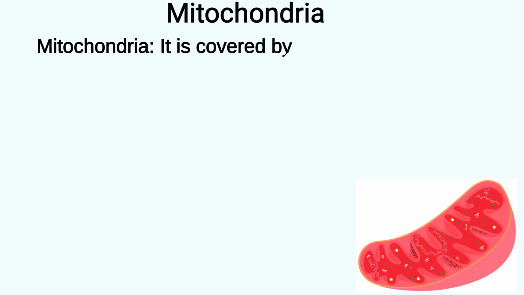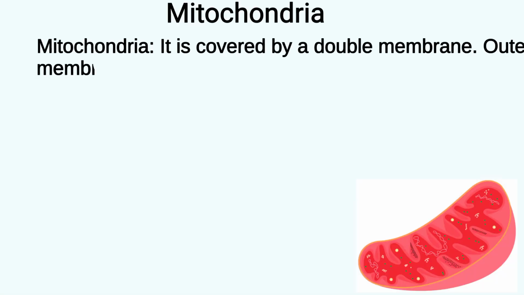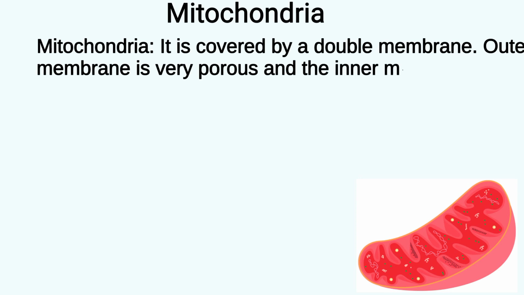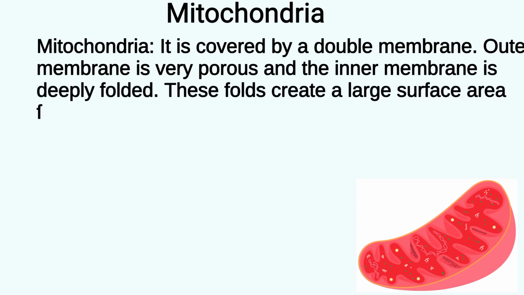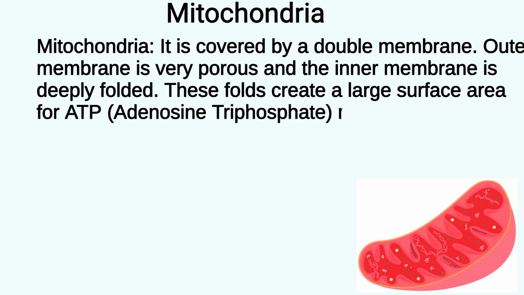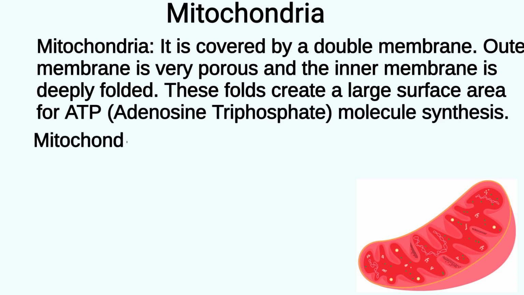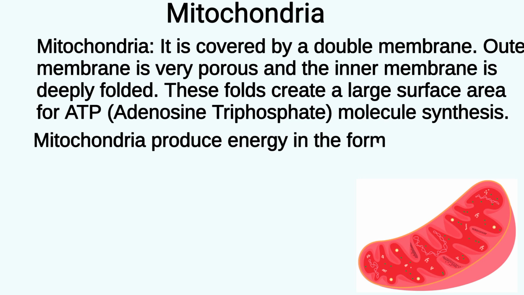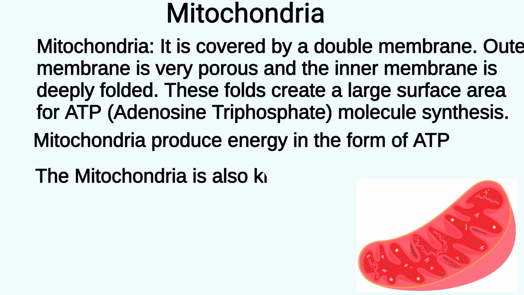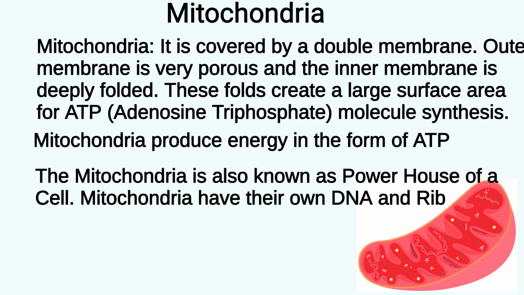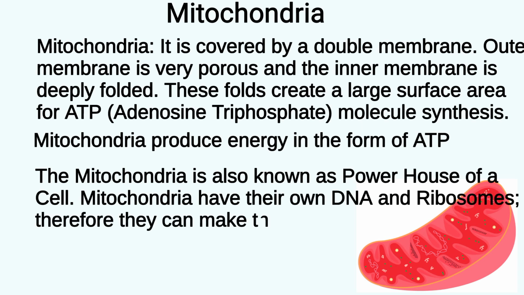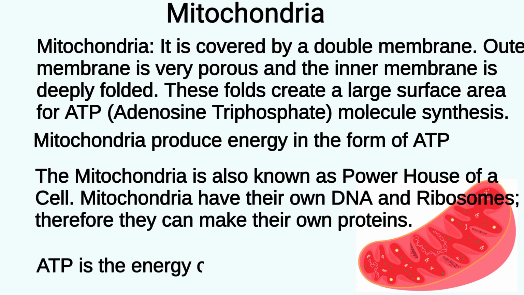Mitochondria. It is covered by a double membrane. The outer membrane is very porous and the inner membrane is deeply folded. These folds create a large surface area for ATP, adenosine triphosphate, molecule synthesis. Mitochondria produce energy in the form of ATP. Mitochondria is also known as the powerhouse of a cell. Mitochondria have their own DNA and ribosomes, therefore they can make their own proteins. ATP is the energy currency of a cell.